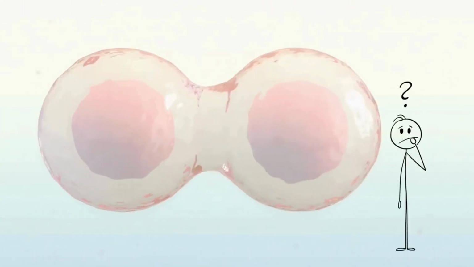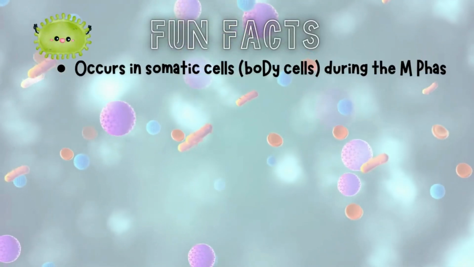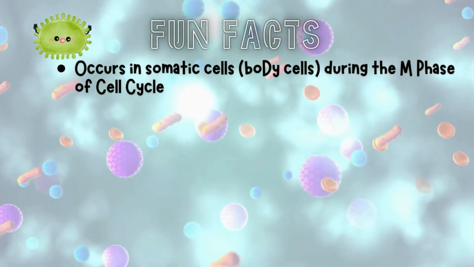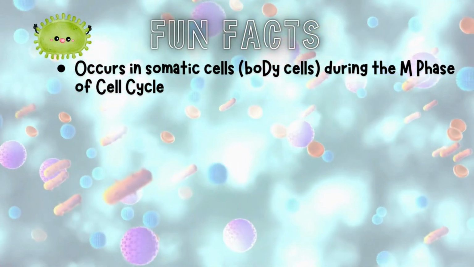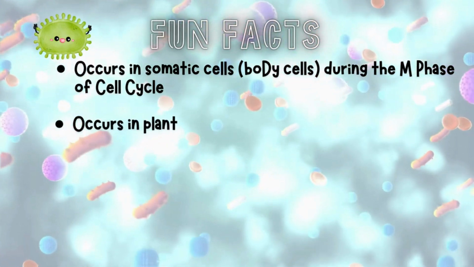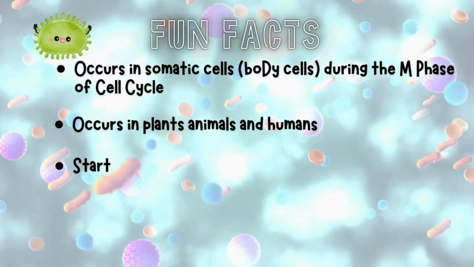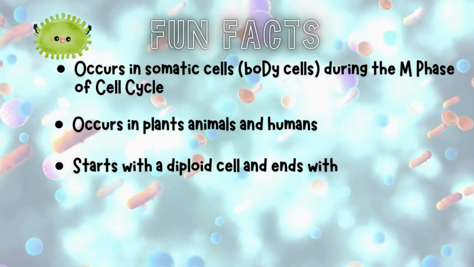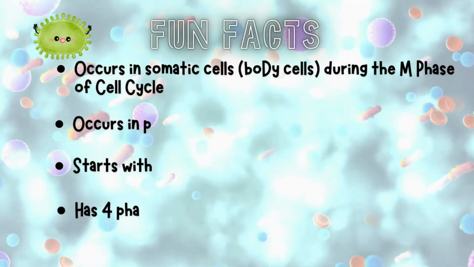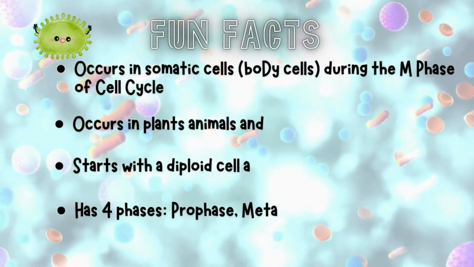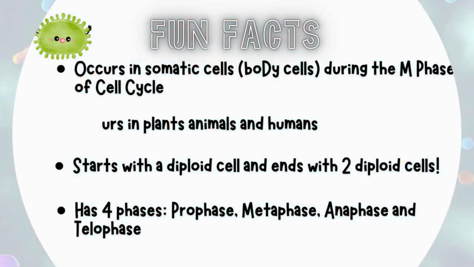Now you might be thinking, what actually is mitosis? Well, let me give you a short and sweet overview. Mitosis happens in somatic cells, which are just your regular body cells. It takes place during the M phase of the cell cycle. You'll find mitosis in plants, animals, and humans. It's how living things grow and repair themselves. It starts as one diploid cell and ends with two identical diploid cells. Mitosis helps with growth and healing, and it happens in four main phases: prophase, metaphase, anaphase, and telophase.